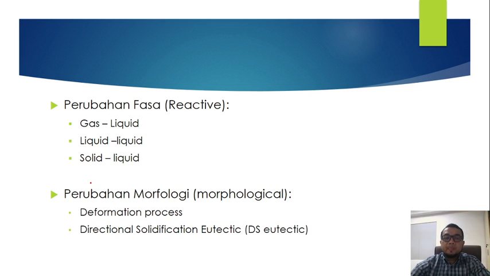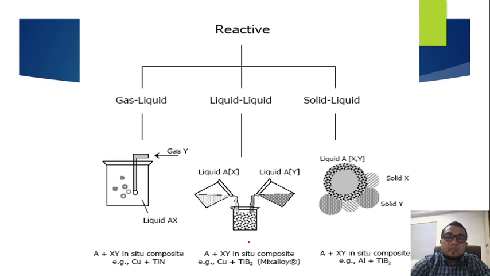So for the morphology change, it has the deformation process and directional solidification eutectic, which is DS eutectic. So this is the reactive, or phase change, gas to liquid. This one is liquid to liquid, and also this one solid to liquid.